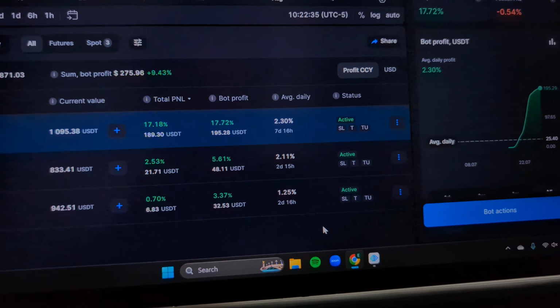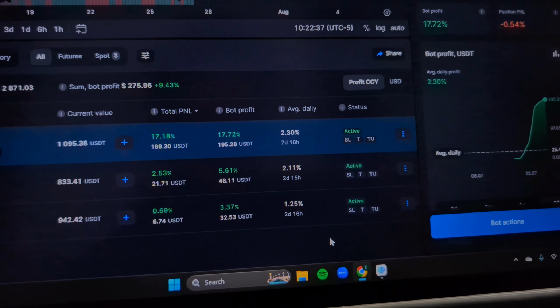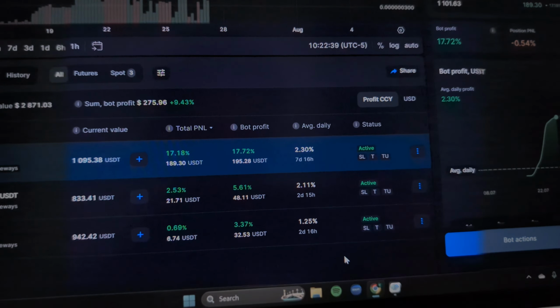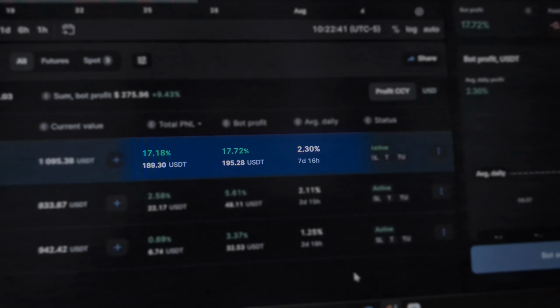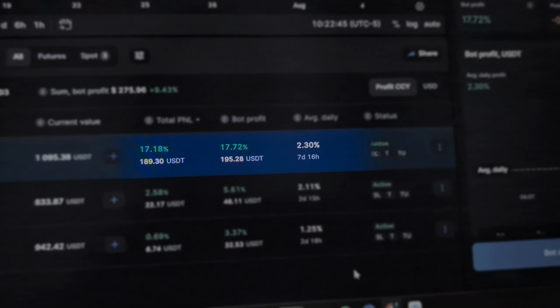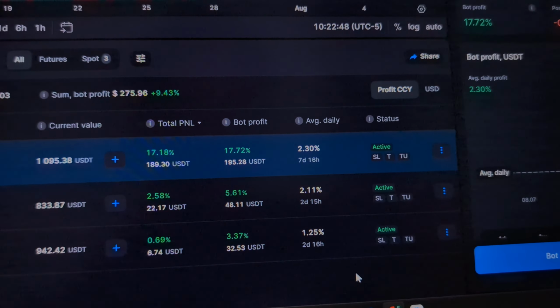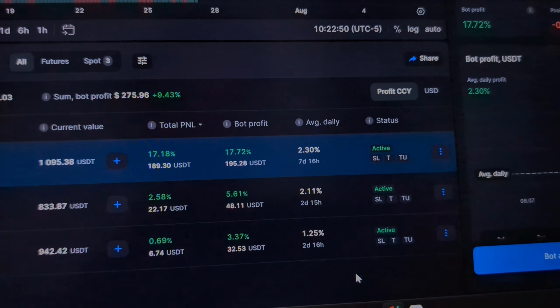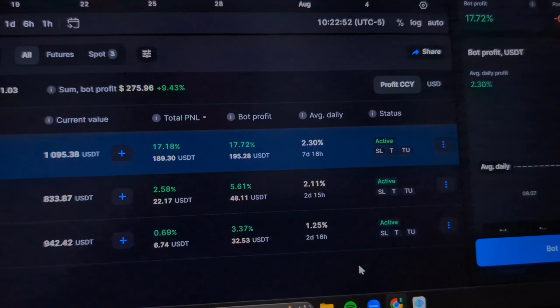After 7 days and 16 hours, the bot was able to profit a solid 17.18%. That is 2.30% in average daily profit. As you can see, total P&L and bot profit are just around the corner. They are very close to each other, and that's great.